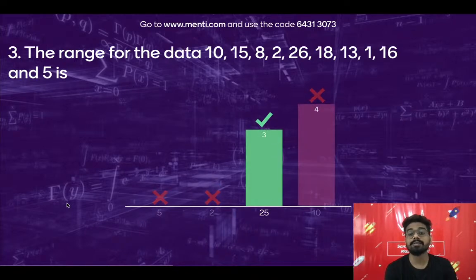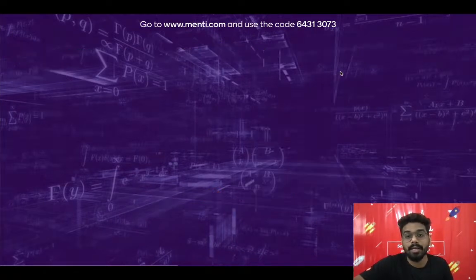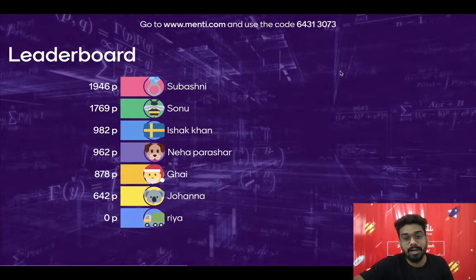Very good, guys. Out of 7 people, if you had listened to me carefully, what is the maximum value over here? Guys, look at the screen. What is the maximum value? It's 26. What is the minimum value? It's 1. What is the difference between 26 and 1? It's 25. So range is the difference between the maximum value and the minimum value.